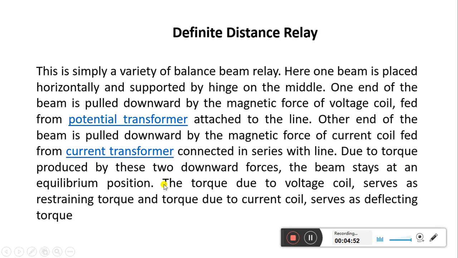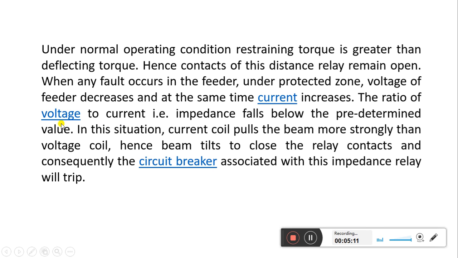Now due to the torque produced by these two downward forces, the beam is held at an equilibrium position. The torque due to the voltage coil serves as a restraining torque, and the torque due to the current coil serves as a deflecting torque. So under normal operating condition, the restraining torque is greater than the deflecting torque. Hence, the contacts of this distance relay will remain open.